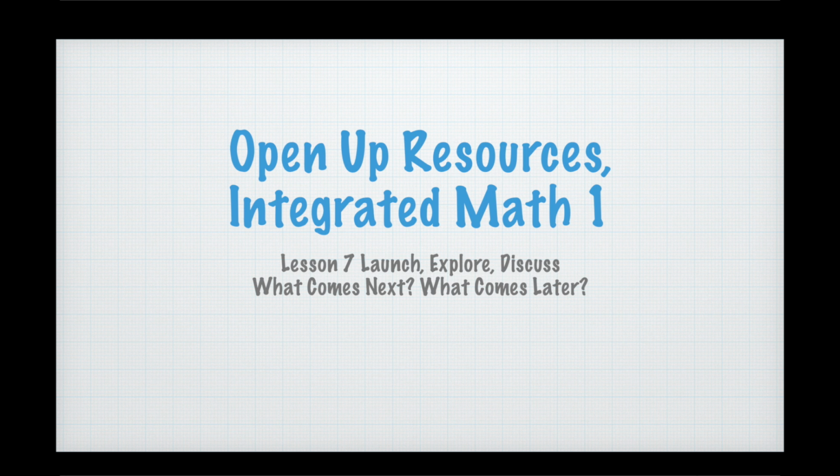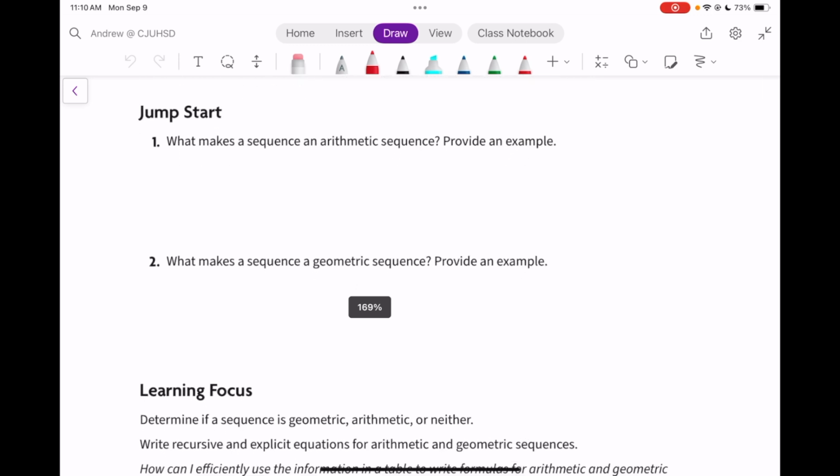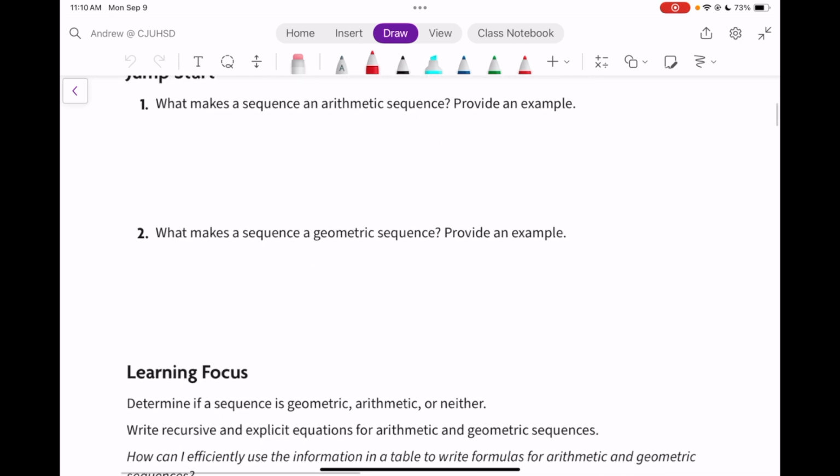In lesson 7, what comes next, what comes later, we are just practicing arithmetic and geometric sequences. What makes an arithmetic sequence what it is? Well, you keep adding the same thing. What makes a geometric sequence what it is? You keep multiplying by the same thing.